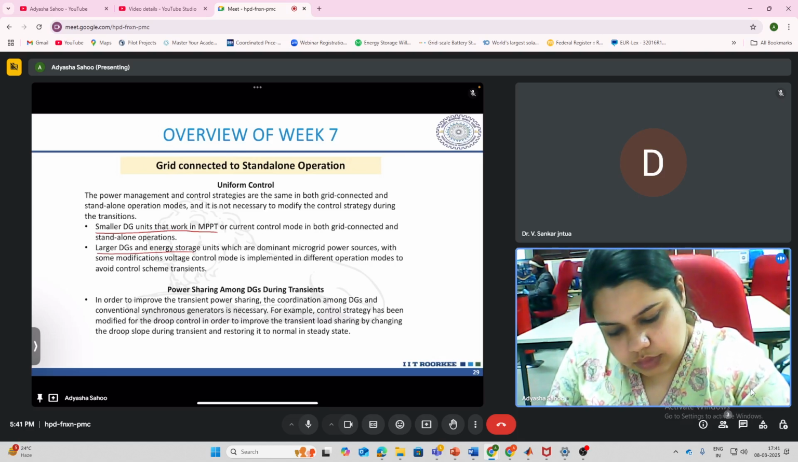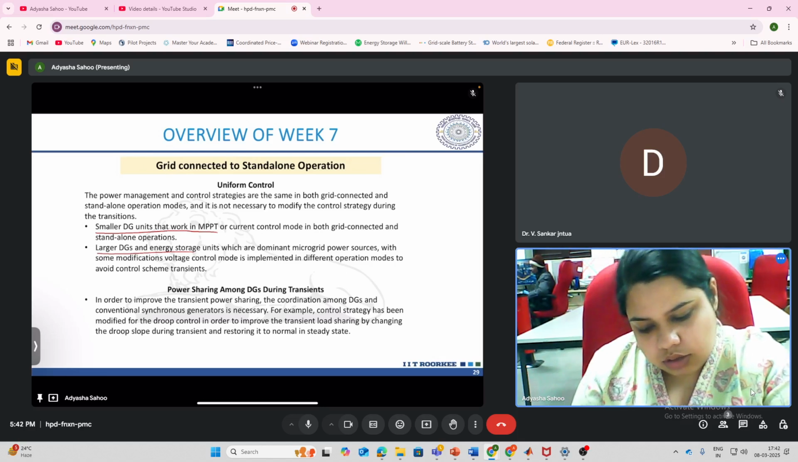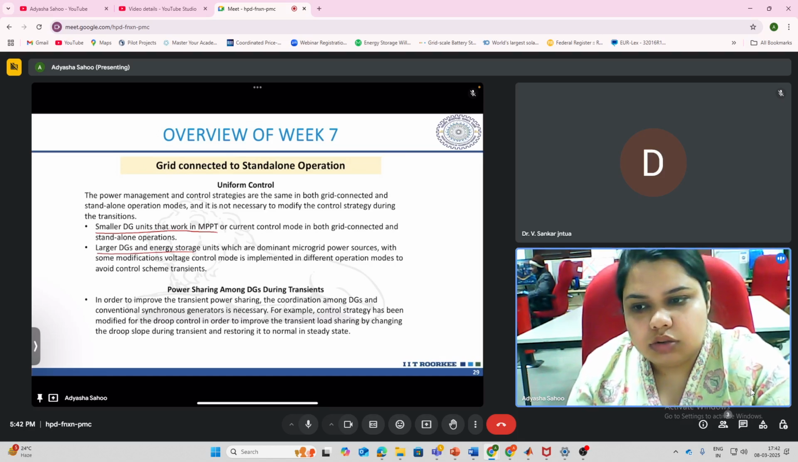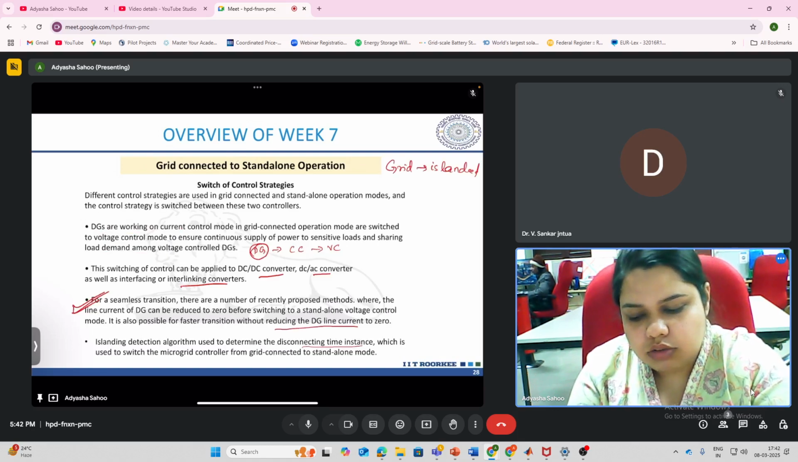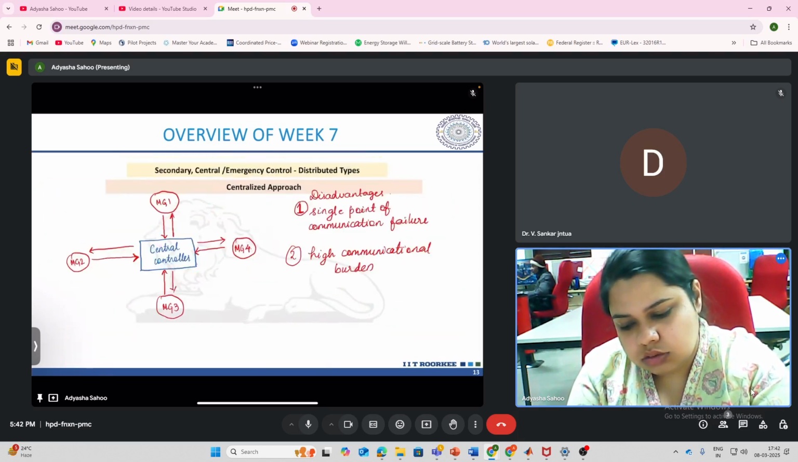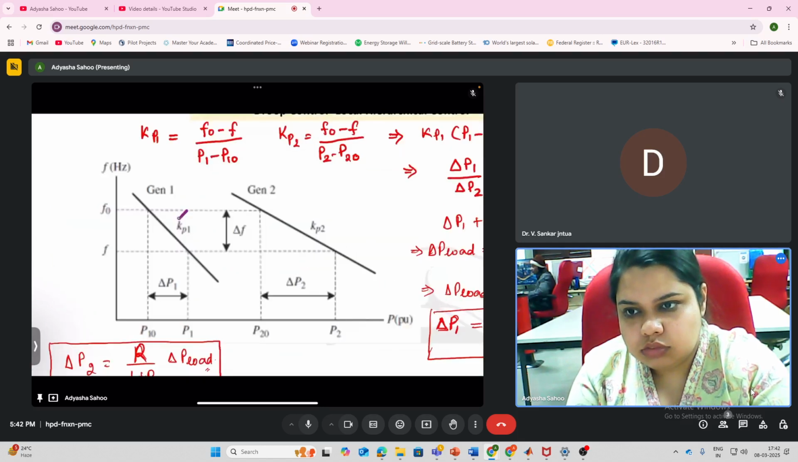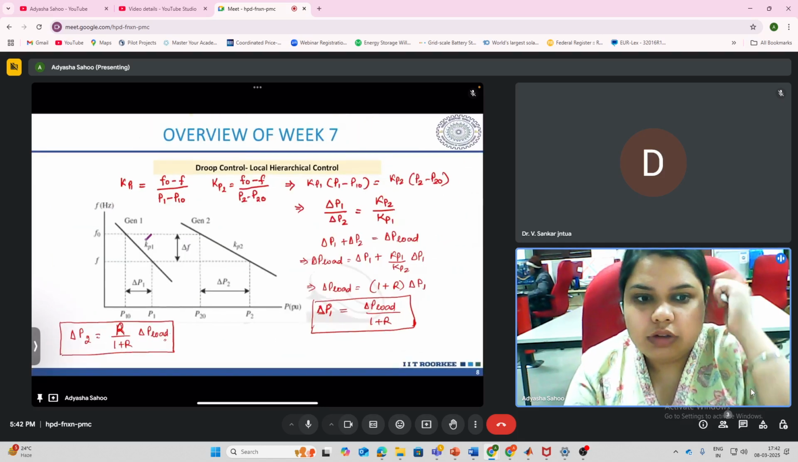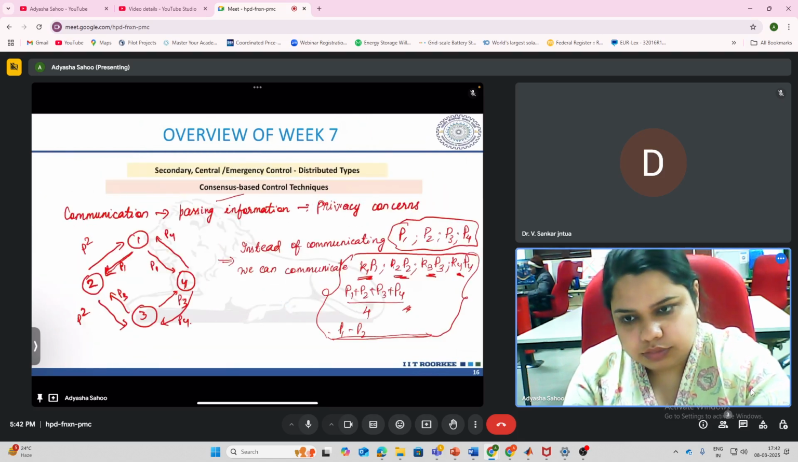Now, power sharing among DGs during transients. The transient is from grid connected to the islanded mode of operation. For that, you can use droop control, modified droop control, or adaptive droop control. So how the power will be shared among the DGs can be decided using various types of droop control methods.